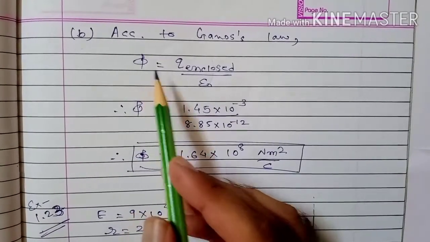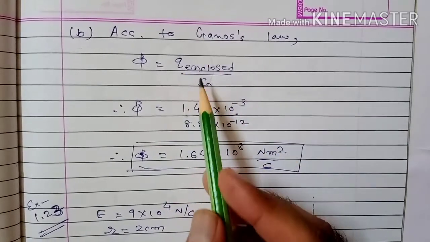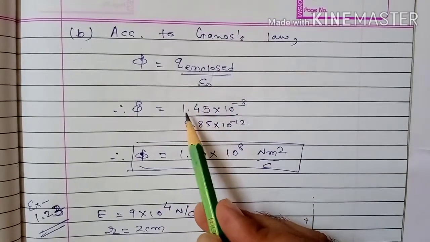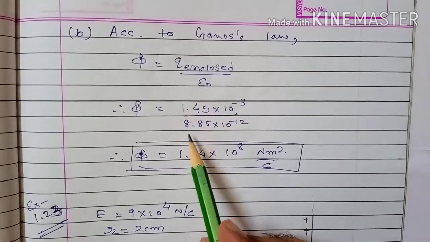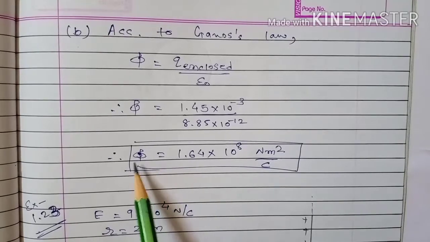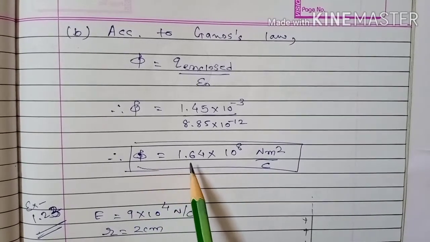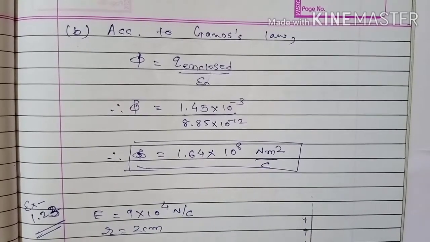So electric flux phi is equal to charge enclosed upon epsilon naught. Flux phi is equal to, here charge enclosed, that is total charge 1.45 into 10 raised to minus 3, upon epsilon naught, that is 8.85 into 10 raised to minus 12. So electric flux leaving the surface is 1.64 into 10 raised to 8 Newton meter square per coulomb.